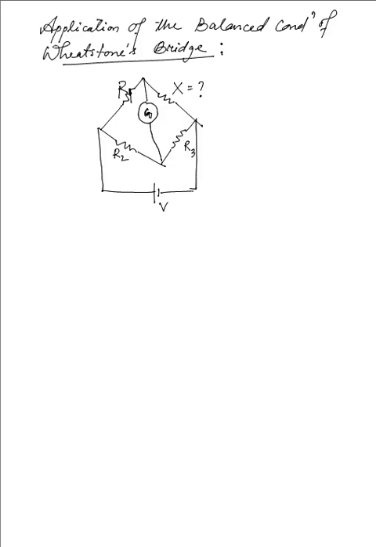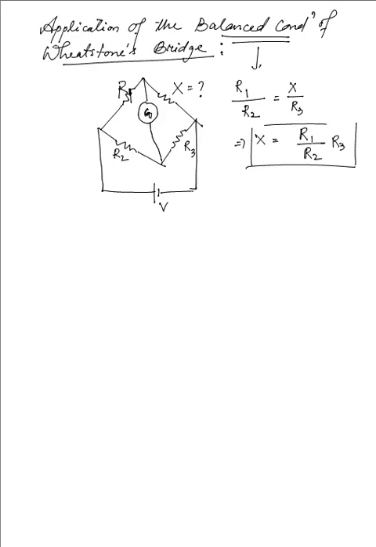And from that, for a balanced condition, when there is no deflection in the galvanometer, we have R1 divided by R2 is equal to X divided by R3. So in order to know X, the other three values must be known, that is R1 divided by R2, and R3 gets cross multiplied, and that is how we obtain the value of X. Now consider a meter bridge.